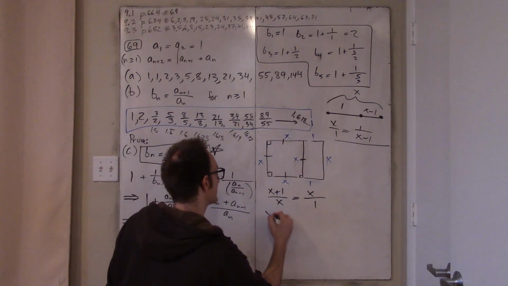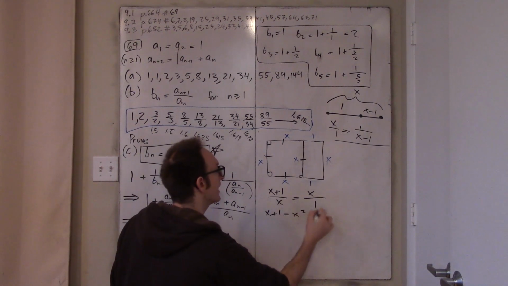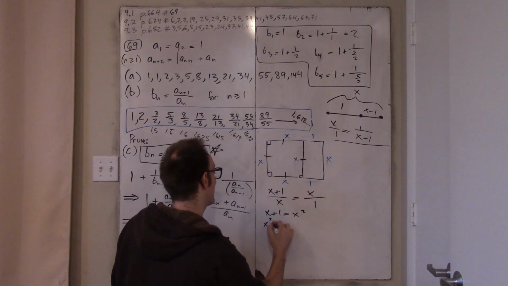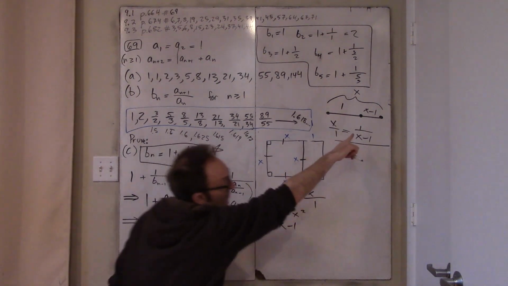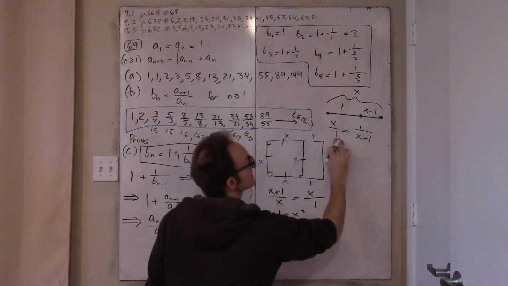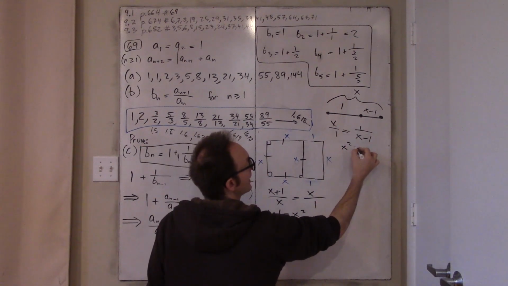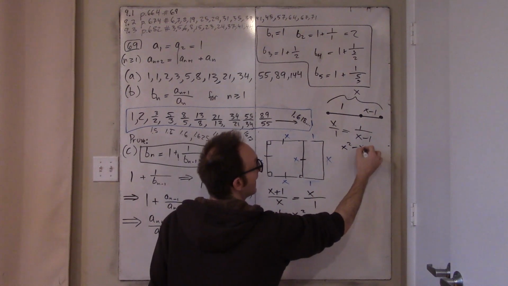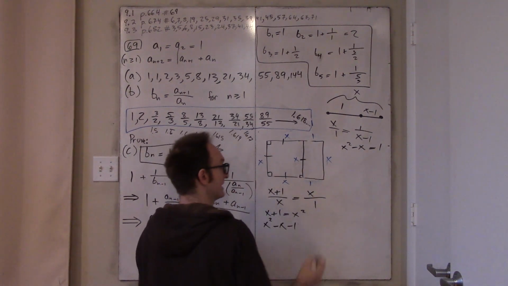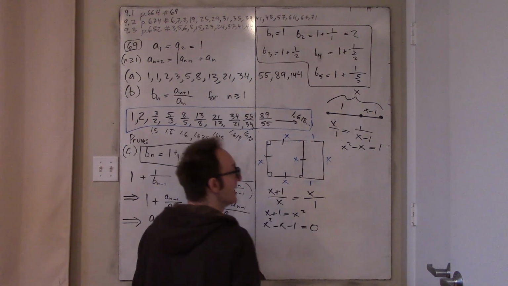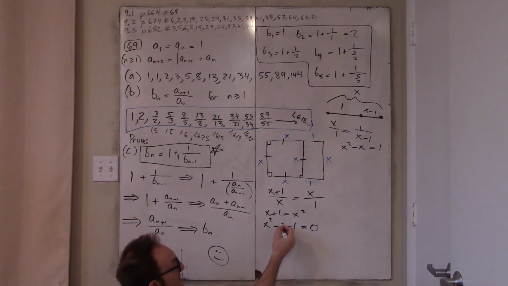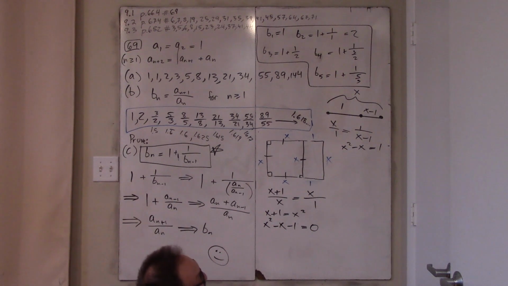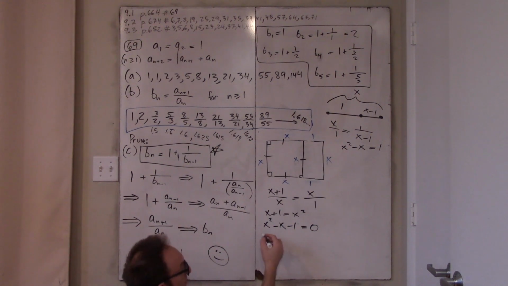So what we get is x plus 1 is x squared by cross multiplying. And so we get x squared minus x minus 1. This is also what we got over here, by the way, in a slightly different form. We also get x squared minus x equals 1. So it really is the same equation. And how do we solve this equation? Well, it doesn't factor, so we can use the quadratic formula.